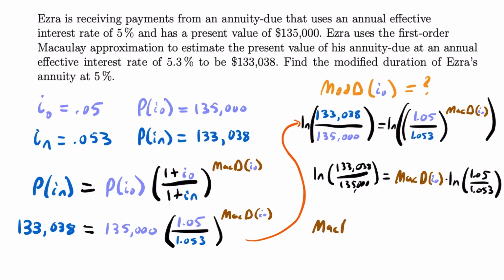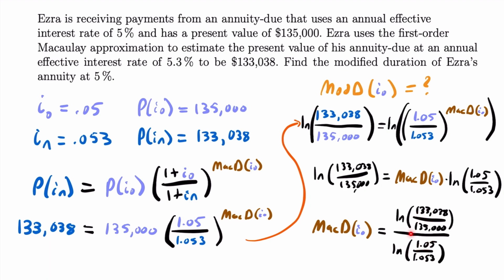Here's what we're going to find. The Macaulay duration evaluated at that original interest rate will be equal to this natural log divided by this natural log. So it's going to look like this. We'll have the natural log of 133,038 divided by 135,000, and that natural log is divided by the natural log of 1.05 divided by 1.053. If you plug all that into your calculator, you should find that the Macaulay duration is equal to about 5.1313 and some more decimals.